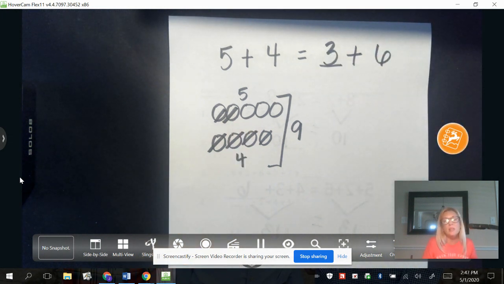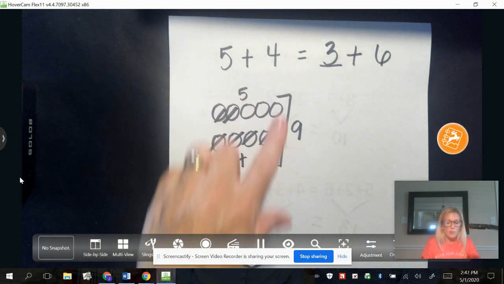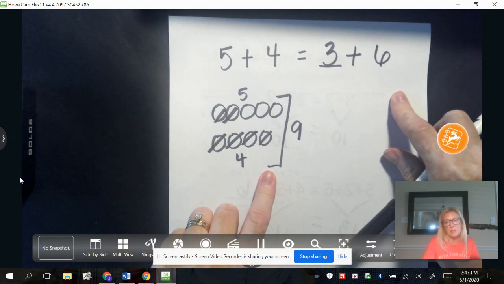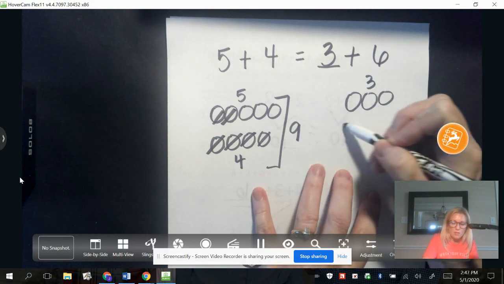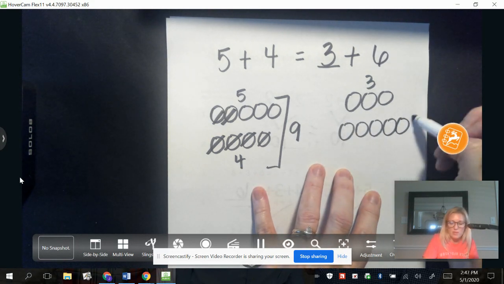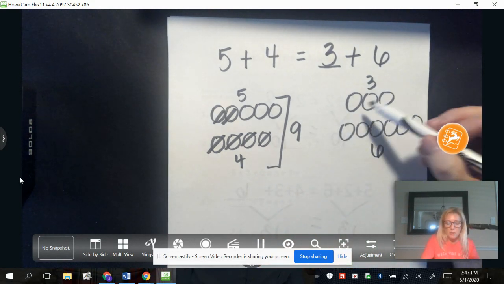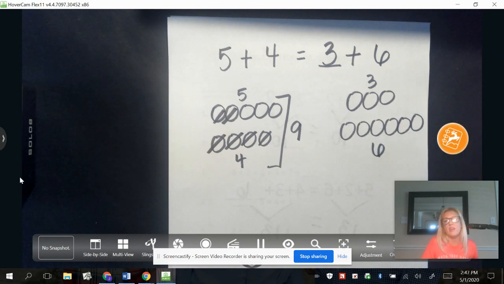Now we definitely want to prove it. We know that 5 plus 4 equals 9. Well, what about 3 plus 6? You could draw a picture of it. 3, 1, 2, 3, 4, 5, 6. 3, 4, 5, 6, 7, 8, 9, and we have proven that 3 and 6 is 9, and 5 and 4 is 9, so therefore 5 plus 4 equals 3 plus 6, and that is true.